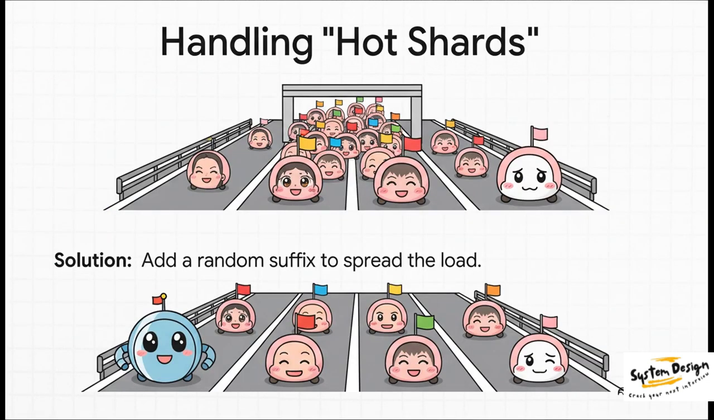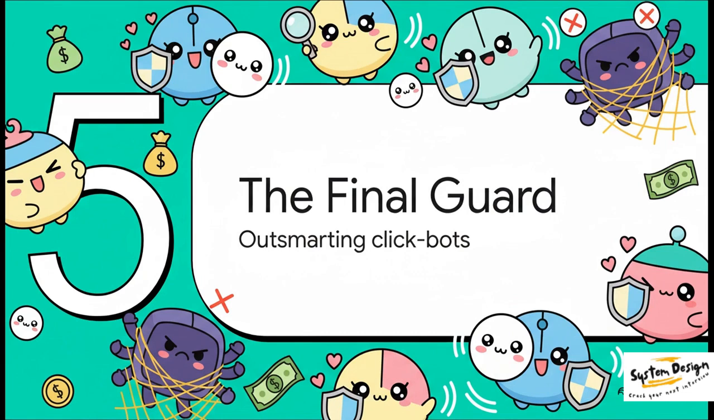Now, what about that celebrity problem? If an ad goes viral, all its clicks might get routed to the same processing lane or shard and create a huge traffic jam. The solution is really clever. For that one super hot ad, we temporarily add a random suffix to its ID. This basically tricks the system's traffic cop into sending those clicks down a bunch of different lanes, which spreads the load and keeps everything flowing smoothly. So our system is fast, it's accurate, and it's scalable.